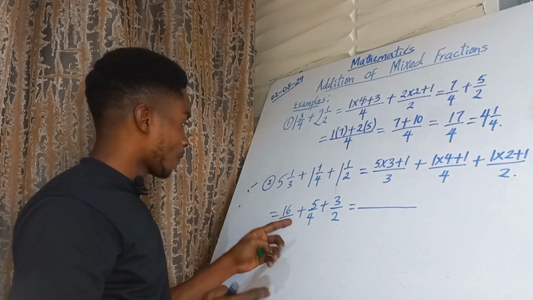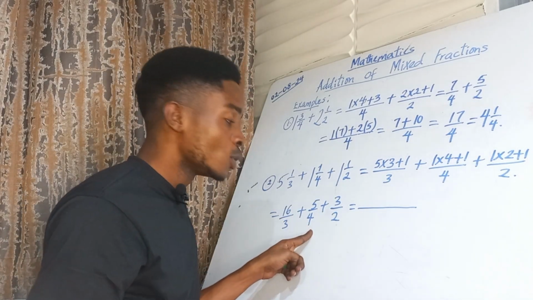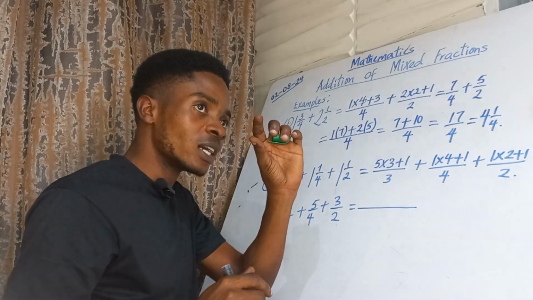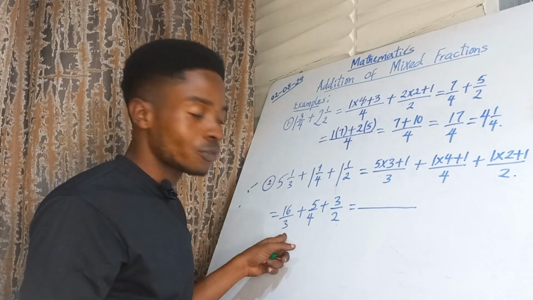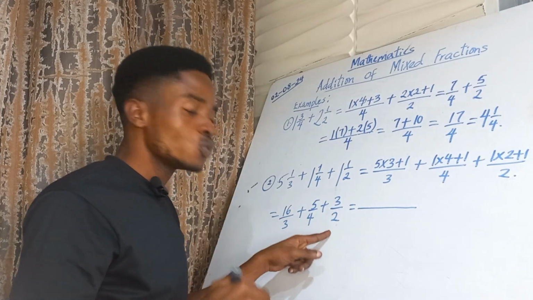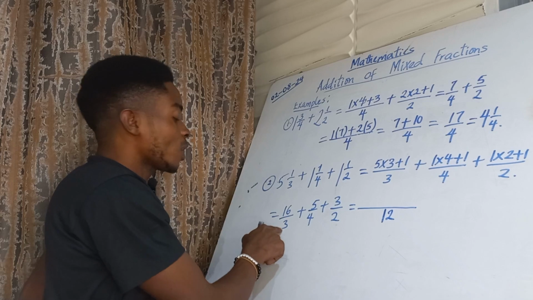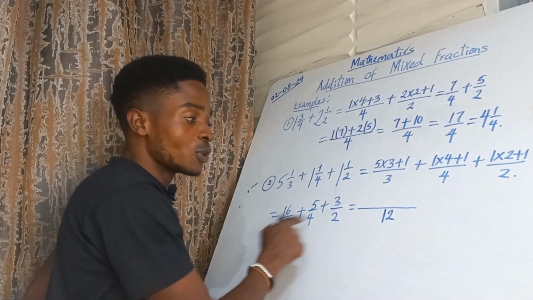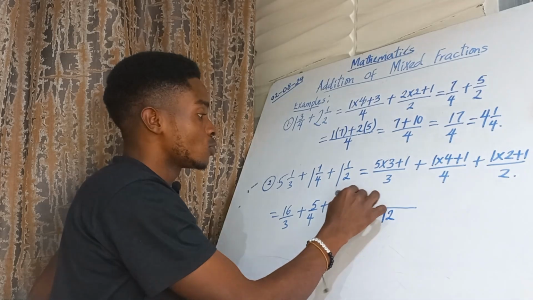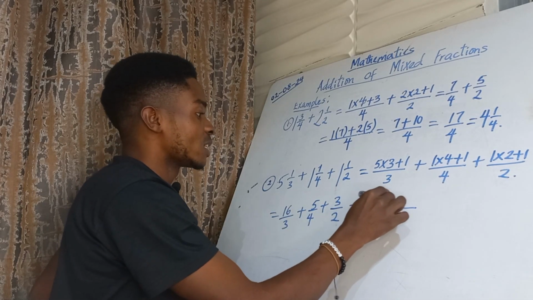If you look at it, 2 can divide 4, but 3 cannot divide 4. Yes or no? So what you're going to do is you look for a general number that these 3 can divide. 3 will divide 12, 4 will divide 12, 2 will divide 12. So let's go for 12. What can you multiply by 3 that will give you 12? That is 4. You put your 4 outside, then your 16 inside the bracket.